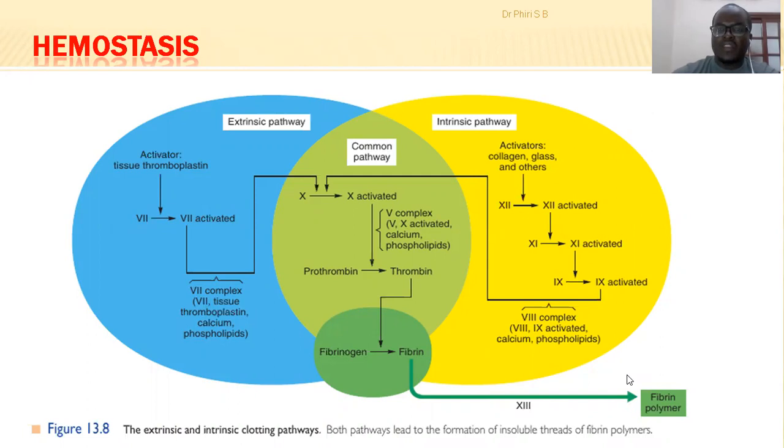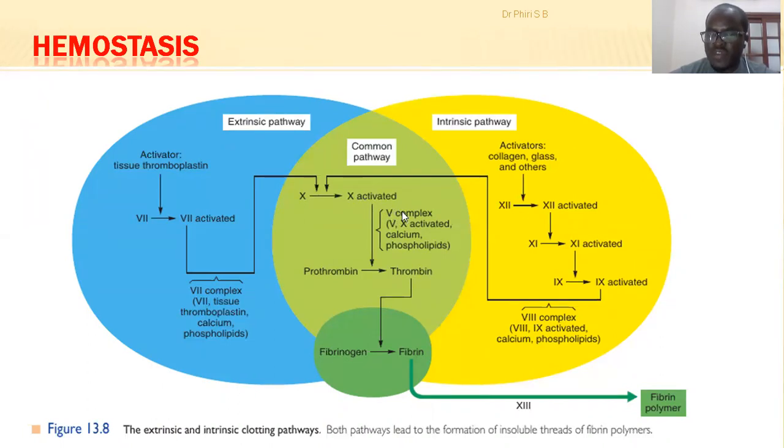So you have the activated factor 10 here. So this activated factor 10, you can see now, once factor 10 has been activated into the activated factor 10, it also forms a complex. So this complex is called factor 5 complex. Why? You also need factor 5 here. So factor 10 is also going to activate factor 5.